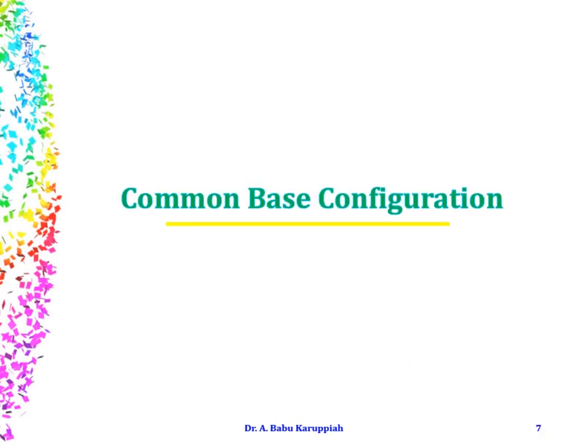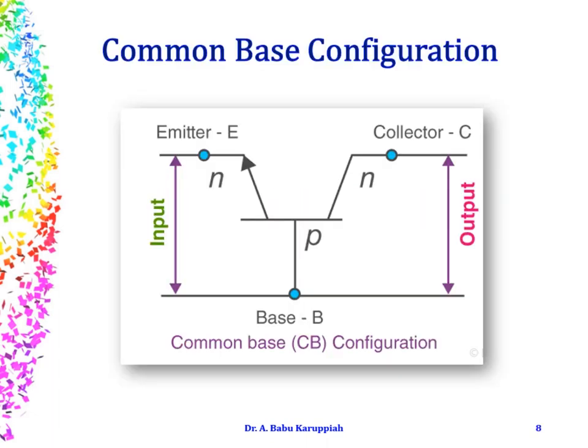Having known these prerequisites, we will dive into common base configuration and we will try to understand the input characteristics and output characteristics of a common base configuration. So this is going to be the arrangement in a common base configuration where the base is kept as the common terminal. So we have taken an NPN transistor. The input is applied across the emitter base terminals and the output is taken from the collector base terminals.